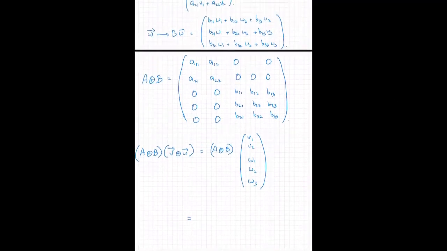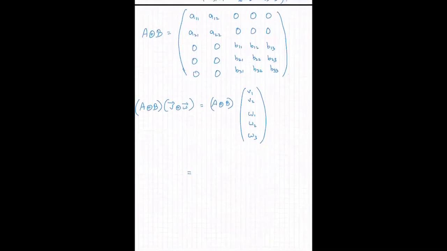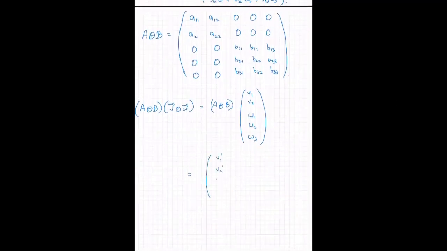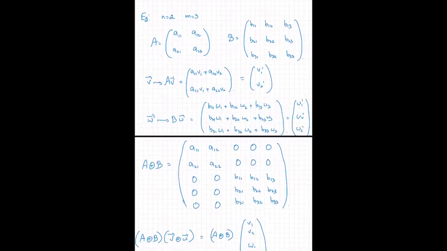If I had a non-zero component, for example, if I had some alpha here, then there is going to be a mixing between V1, V2 and some W2, right? As long as I only have zeros here, I can ensure that there is no mixing between the V's and the W's, and the original mapping is preserved. So this is going to be equal to V1 prime, V2 prime, W1 prime, W2 prime, W3 prime, exactly the same as before. Okay, so I hope you see how the block diagonal form of matrices is important in direct sum space.